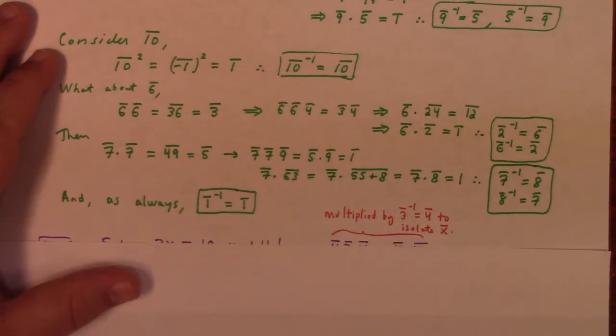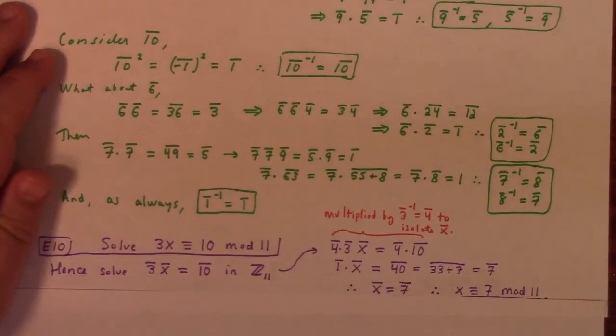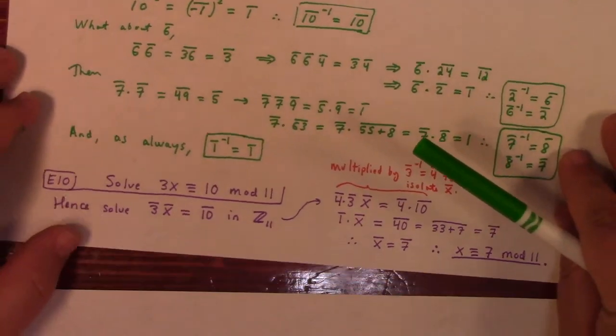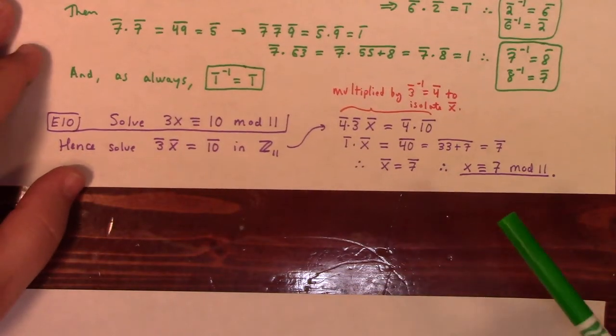And of course, as always, 1 inverse is 1. So I didn't have to use the vector Euclidean algorithm on this one because, you know, you can just kind of bang your way through it.